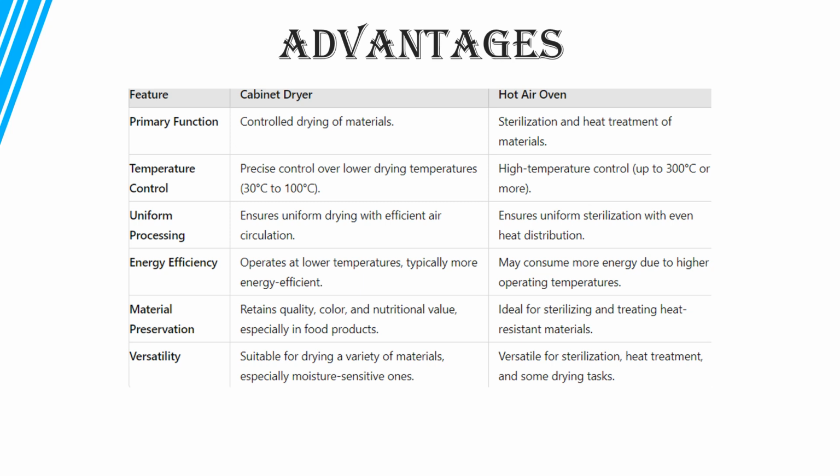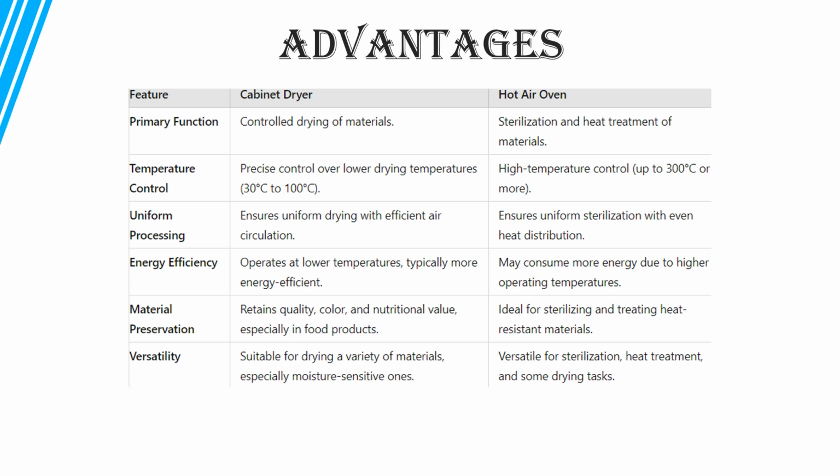And in uniform processing, for cabinet it actually ensures uniform drying with efficient air circulation. In oven it ensures uniform sterilization with even heat distribution. So in cabinet there will be uniform drying, and in oven it will be uniform sterilization.